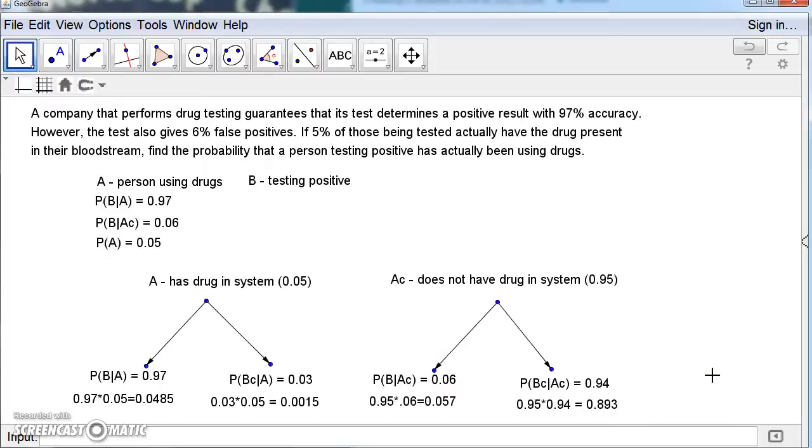They have the drug and they test positive. They have the drug and they don't test positive. They don't have the drug and they test positive. They don't have the drug and they don't test positive, right? These are the 4 chances.